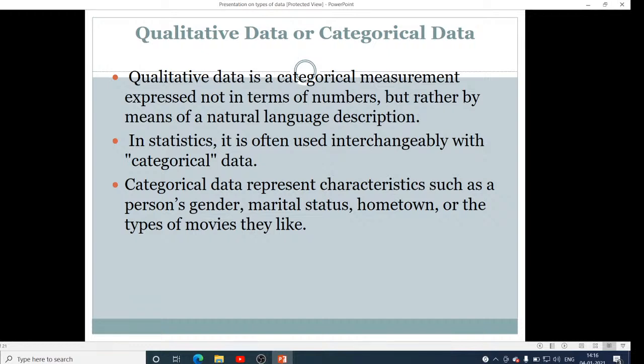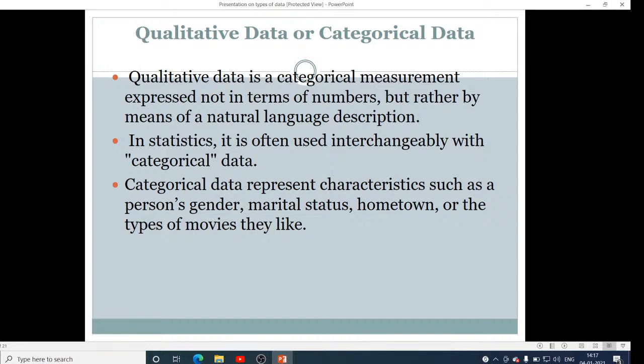In statistics, it is often used interchangeably with categorical data. Categorical data represent characteristics such as a person's gender, meaning male or female; marital status, meaning married, unmarried; hometown; and the types of movies they like. These types of data we can describe in a meaningful natural language description. This type of data we call categorical data.